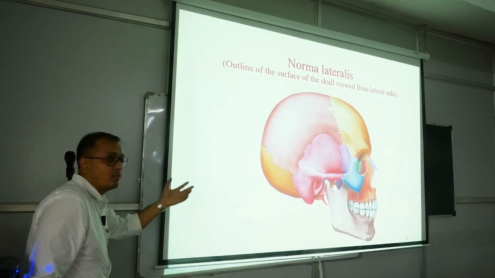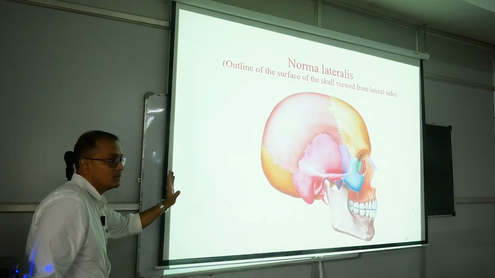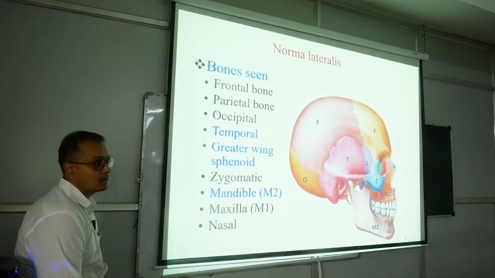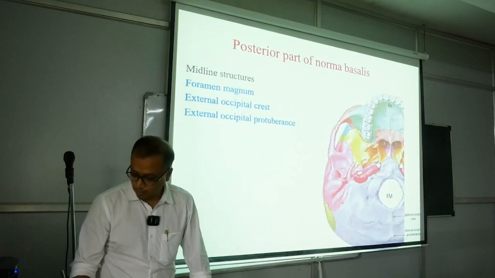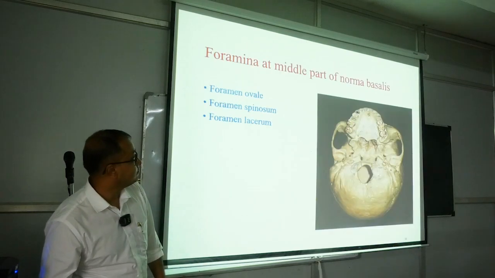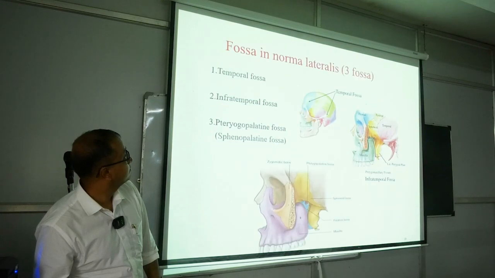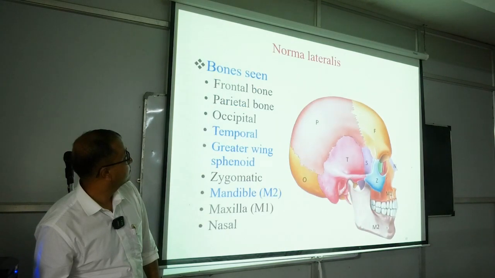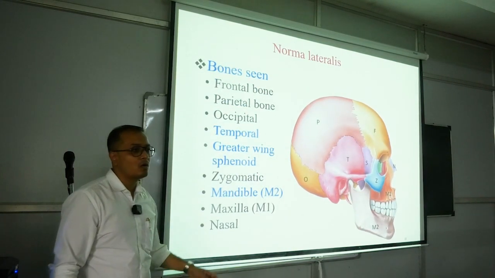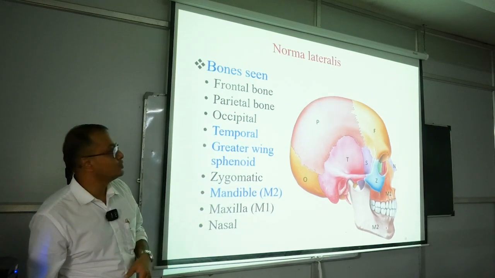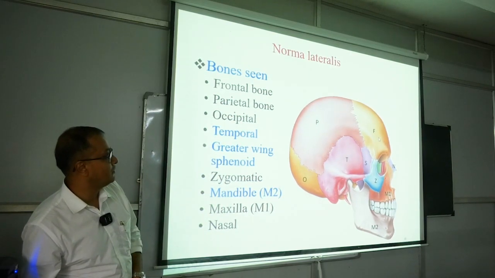Now, if you're looking from the sides, this view is the side, and we call it norma lateralis. So whenever you are seeing that, if you're seeing this particular norma lateralis, what are the bones you are seeing here? You have to figure that out.